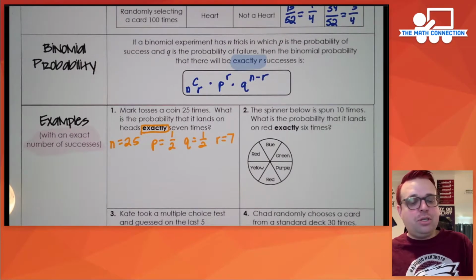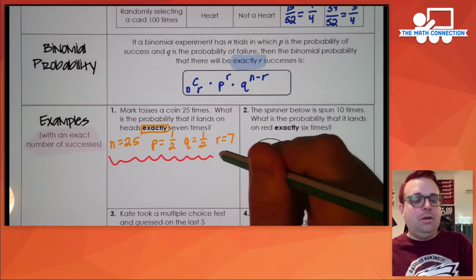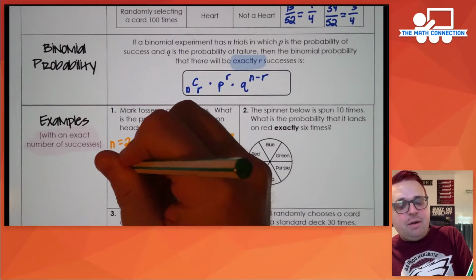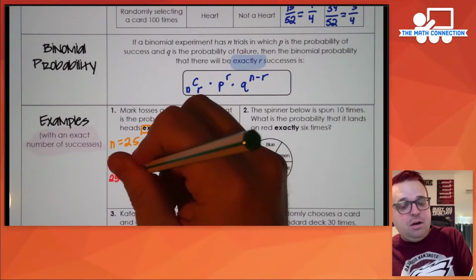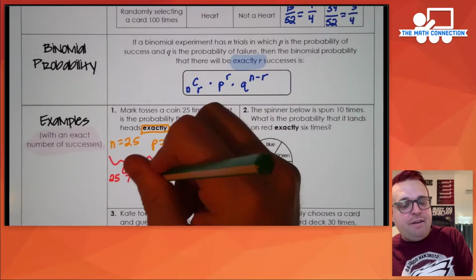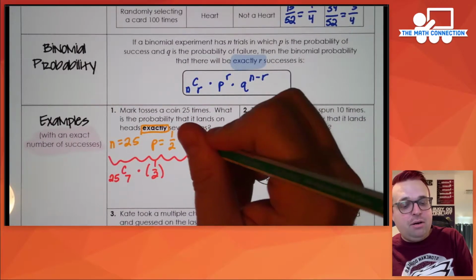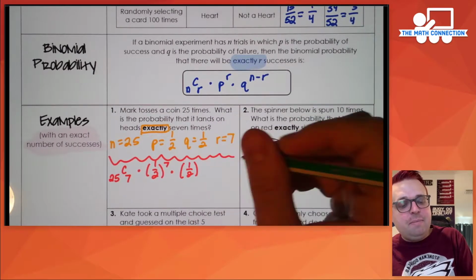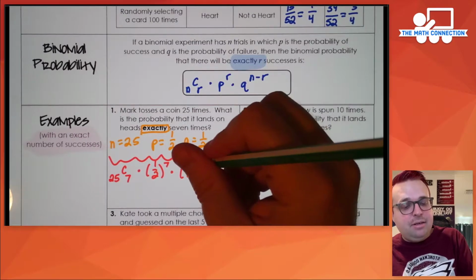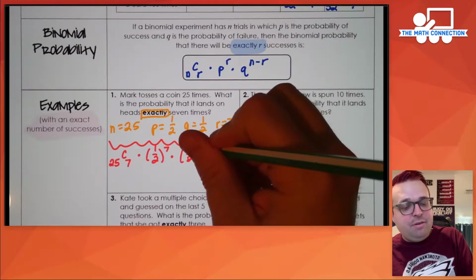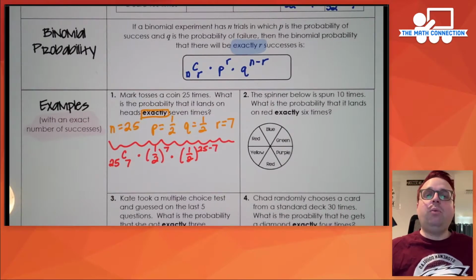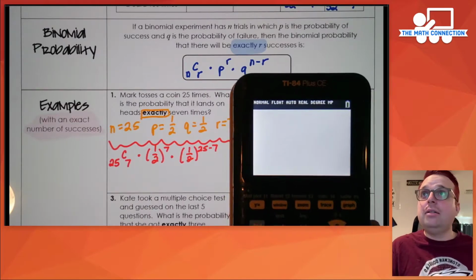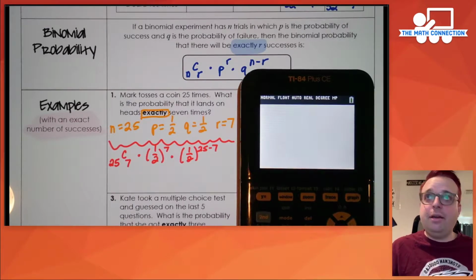Okay, so now we just plug it into our formula. I will go ahead and switch colors. So we plug into the formula and we get 25 combination 7. That's multiplied by 1/2, which is P, to the power of R. R is 7. And we multiply the failure rate by N minus R, which is 25 minus 7. So we can actually plug all of this into our calculator, and I will bring that up. Hopefully you can see this. Looks like you can.